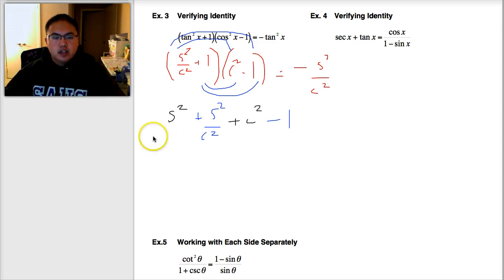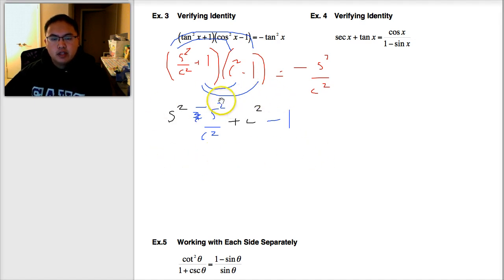Sorry, I noticed I made one mistake. When I multiplied this sine squared over cosine squared times a negative 1, this should be negative. So my mistake, this should be negative. So to repeat the FOIL, this fraction times cosine squared gives me sine squared. This fraction times negative 1 gives me negative sine squared over cosine squared. This 1 times cosine squared gives me cosine squared. And plus 1 times negative 1 is negative 1. Okay? Now everything is FOILed.